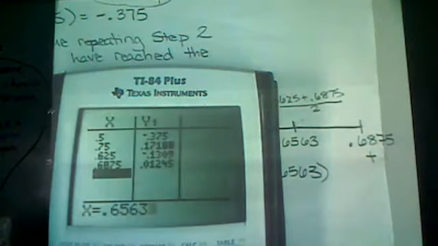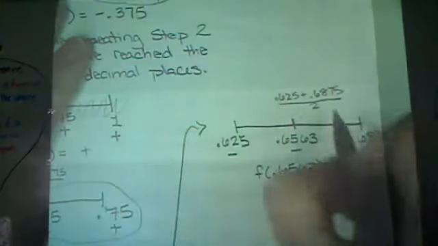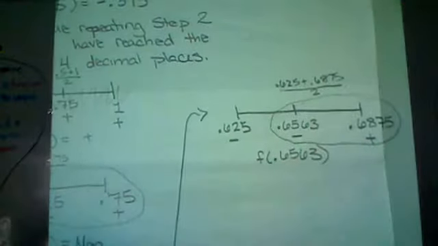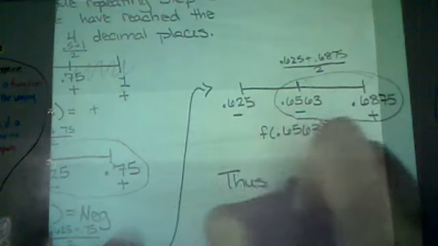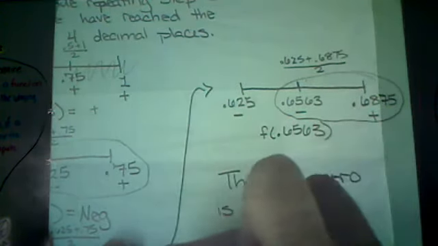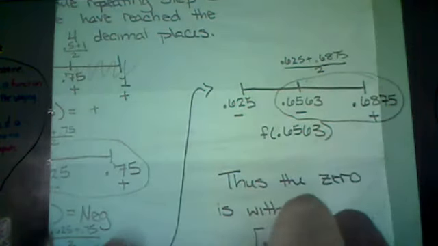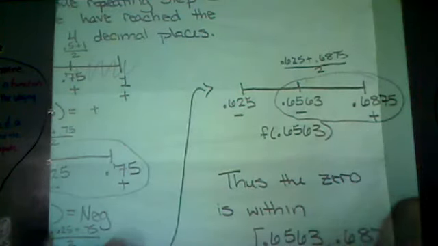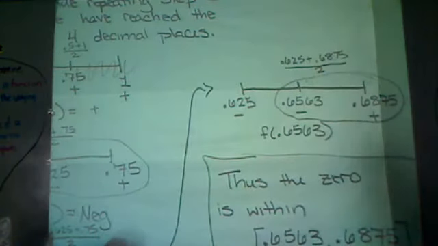0.6563. Notice I got a negative. So it's a negative here, which means that our 0 is somewhere on the interval. So you would write on an AP test, you use words, thus the 0 is within, and then in interval notation, 0.6563 to 0.6875. And you have approximated the 0 within 4 decimal places.